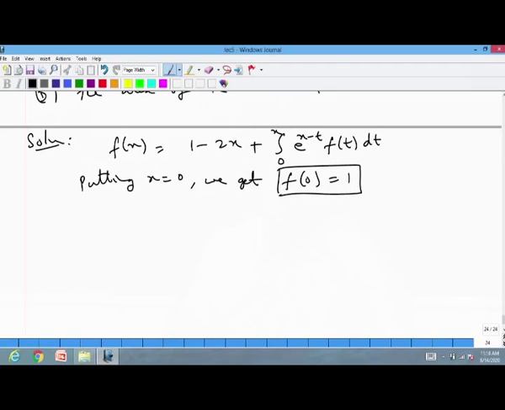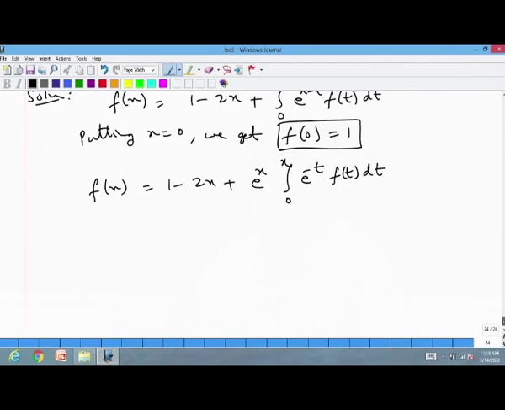And we can write this f(x) as 1 minus 2x plus, you see this integral is with respect to t. So, this e to the x comes out of this integral, and then we have integral from 0 to x of e to the minus t times f(t) dt. So, actually here what we have is called an integral equation, because we have a function and an integral, but by differentiating this we can get a differential equation.